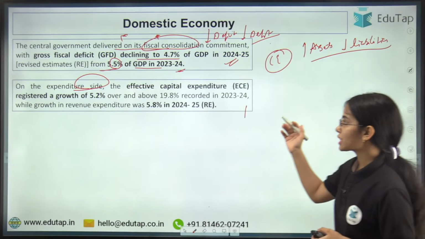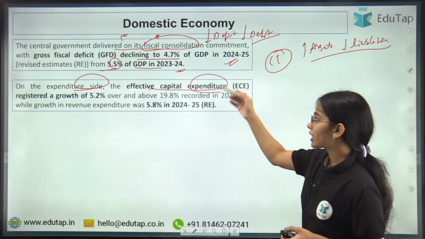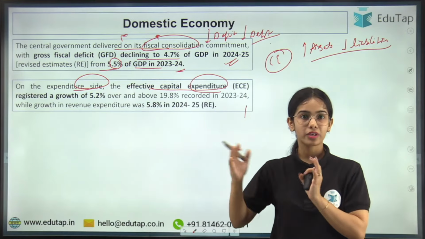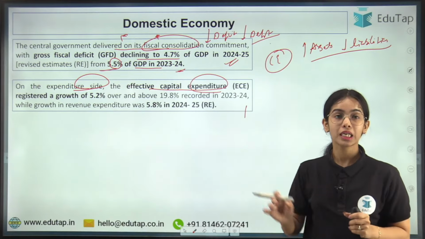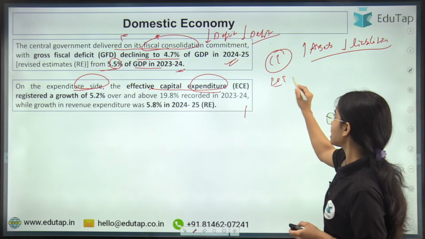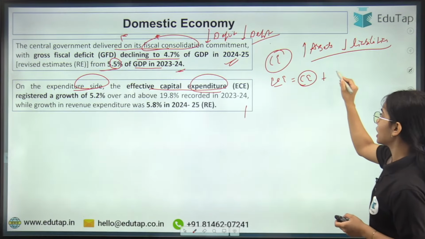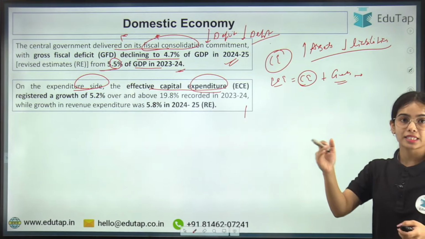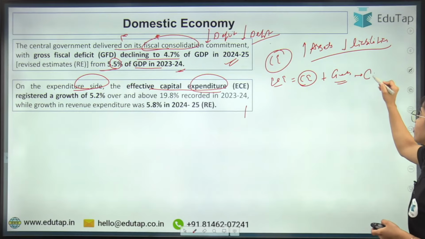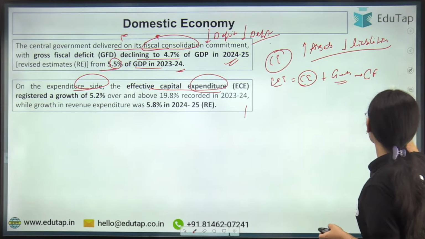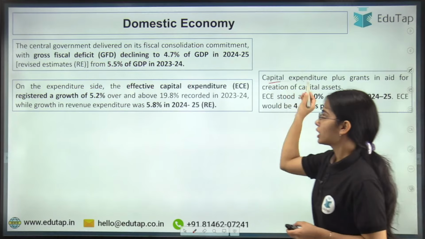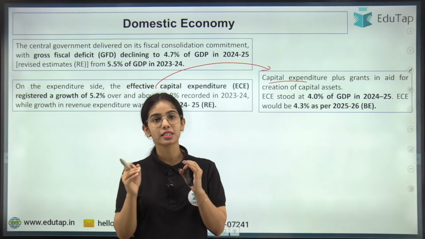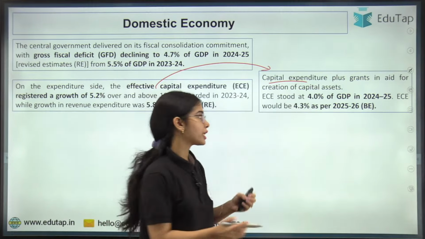So here on the expenditure side, the effective capital expenditure means the capital expenditure of the central government, which increases assets and decreases liabilities, plus the grants that the central government has given to the state governments for capital formation. So effective capital expenditure is your capital expenditure plus the grants and aid given by the central government to the state governments for the creation of capital assets.